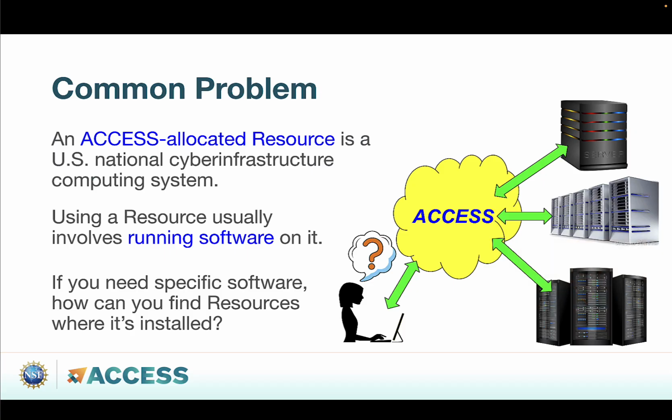For this presentation, we'll define an Access resource as a computing system that is part of the U.S. national cyber infrastructure. Your research project likely involves you running a specific software application. If the software you use is specialized, it may not be installed on every Access resource, because some resources are designed to run specific kinds of software more efficiently than others. This creates a potential problem for researchers. How can you identify the resources where the software you need is installed?